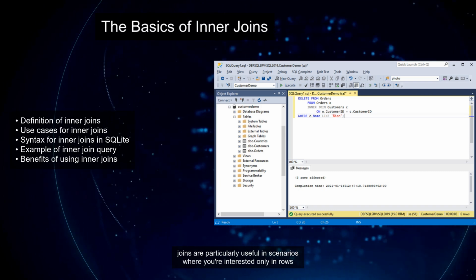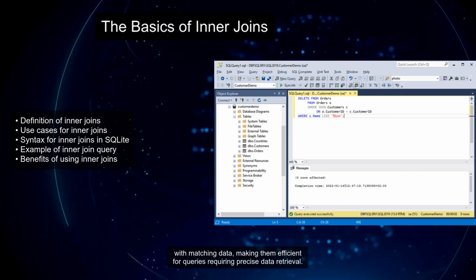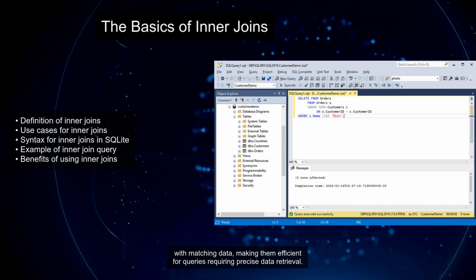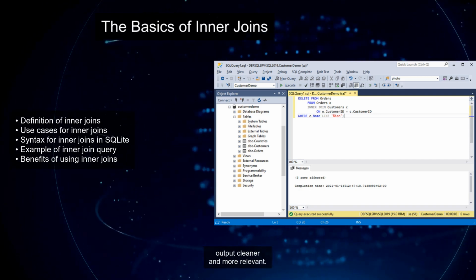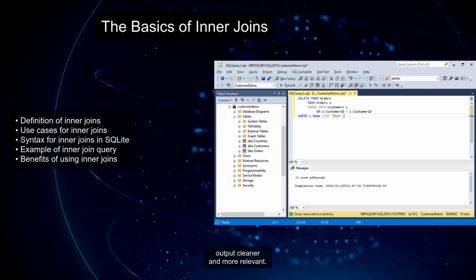Inner joins are particularly useful in scenarios where you're interested only in rows with matching data, making them efficient for queries requiring precise data retrieval. They help maintain data integrity by showing only related records, making your output cleaner and more relevant.